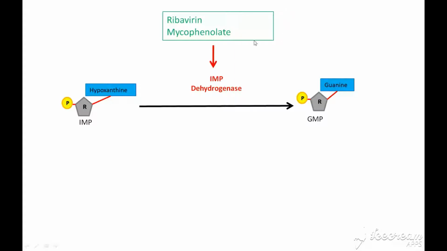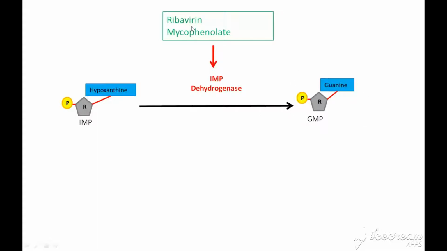Now, these two drugs have the same mechanism of action, in that they inhibit the enzyme IMP dehydrogenase. Now, this enzyme is responsible for the conversion of inosine monophosphate into guanosine monophosphate. So the use of this drug is going to inhibit this enzyme, leading to decreased production of GMP. That's going to lead to decreased DNA and RNA synthesis.